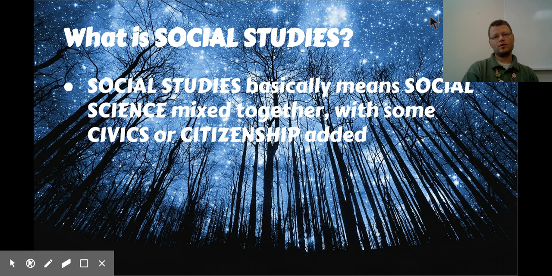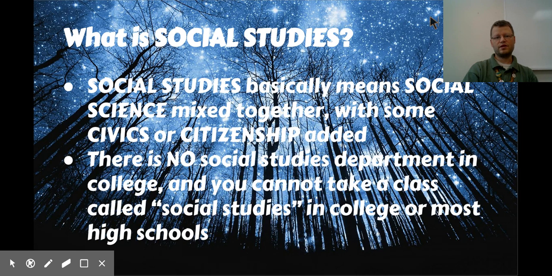Social studies was invented about 100 years ago. It's a way of doing social sciences with civics or citizenship added. Technically, the Constitution isn't an obvious social science thing. It's related to political science, but it's about our government. That's called civics. In college, they don't do social studies. They do social science.